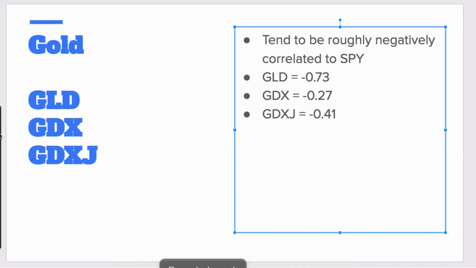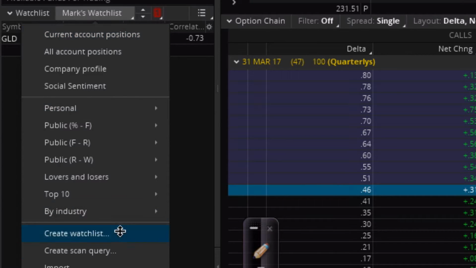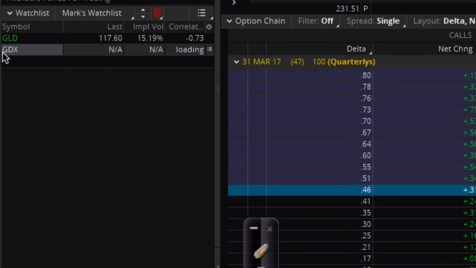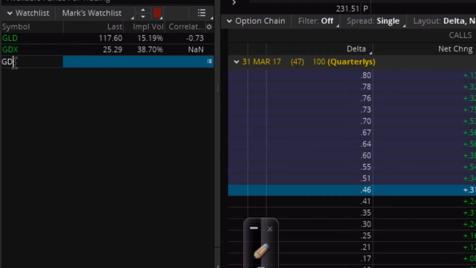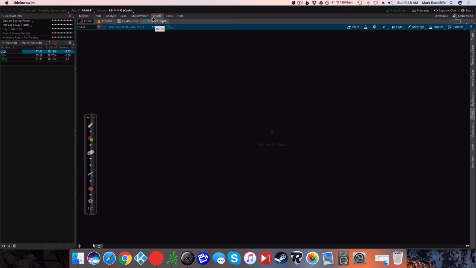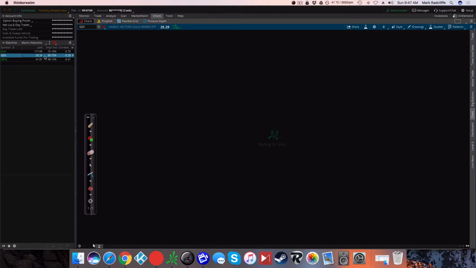So let's go back to Thinkorswim. And again, I did that watch list. I just hit the watch list name and I went to create. So we'll do GLD, GDX, and GDXJ. Okay, and there we've got the correlations. And again, if you've got your items linked here, we can go look at the charts. And the other thing to be aware of is just the price. GLD is quite expensive. It's $117 a share. But GDX and GDXJ are much less. Look at GDX, it's only $25 a share. It's pretty decent. You could definitely sell some puts in there.